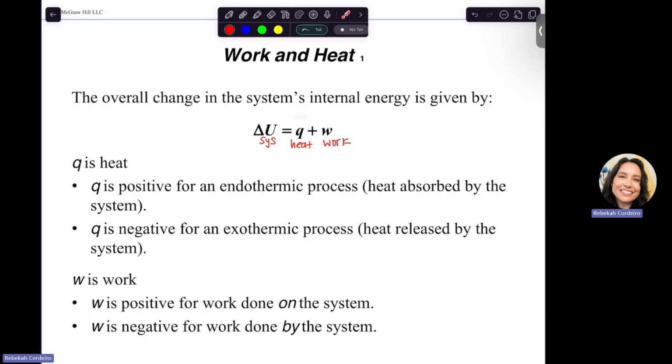For W, for work, if the work is done on the system, the work is positive. If the work is done by the system, the work is negative. So if the system is doing something, it's negative. The system is giving off the heat, the system is doing the work. If the surroundings are doing the thing, maybe you can think about it like that: the energy or work is flowing from the surroundings, essentially, then it's positive.